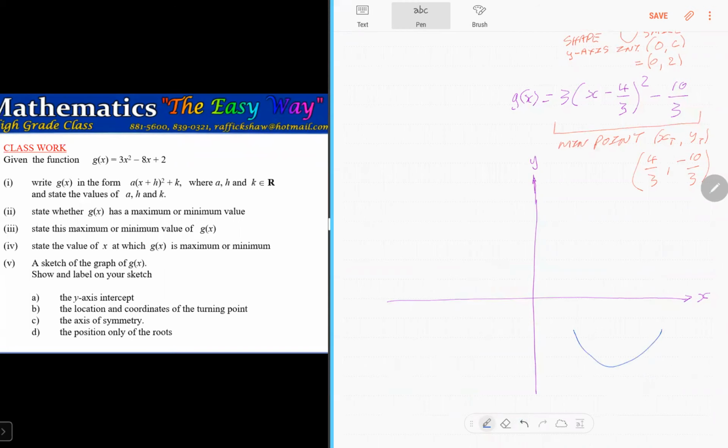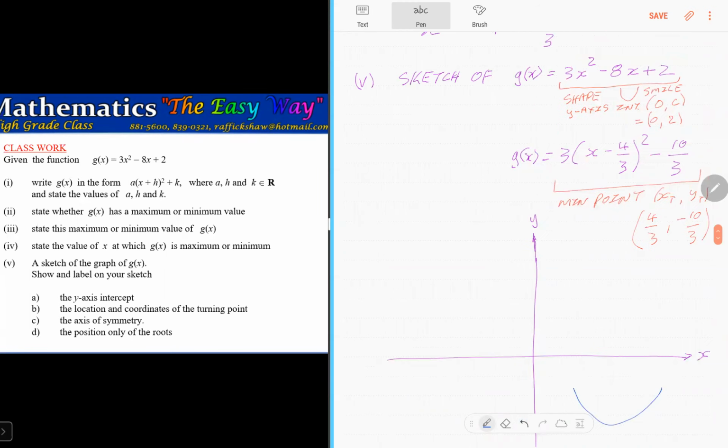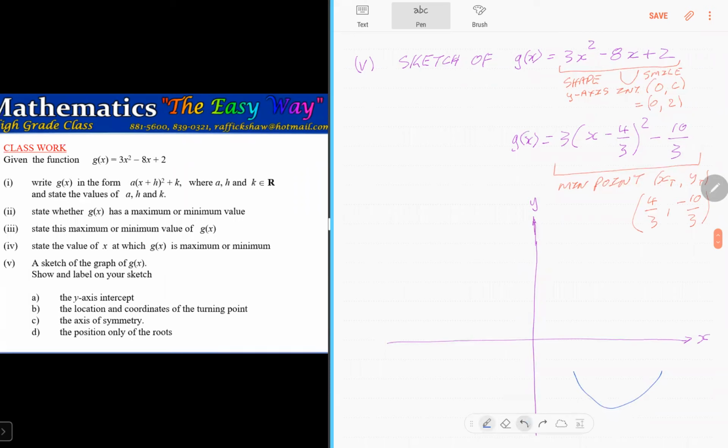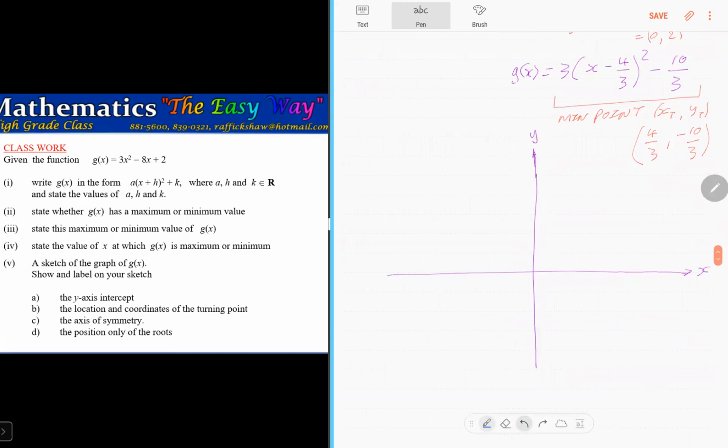The next thing is where will it cut the y-axis? It cuts the y-axis at 0, 2, right there. 0, 2 is up here, so you must turn on here and cross the y-axis here. So we just need to sketch a smile that does that. Any smile that does that will do, and that's it. That's a sketch.